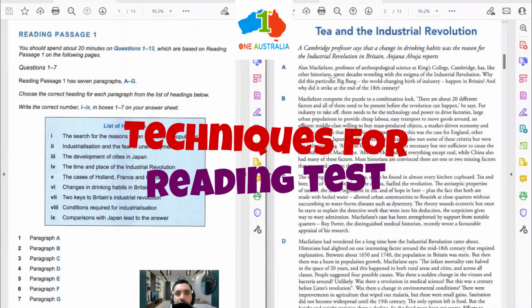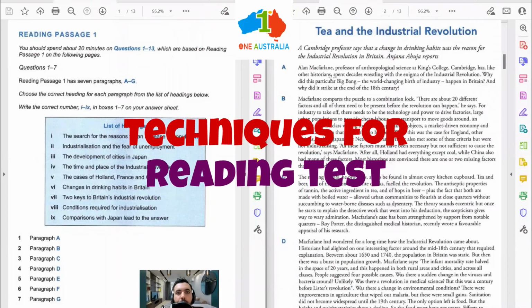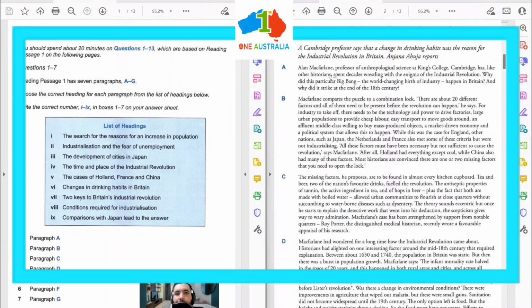So guys, today we are recording this video to share with you some techniques on how to attempt your heading questions and true false not given questions when it comes to your reading test, right? So this is a test which we have in front of us.